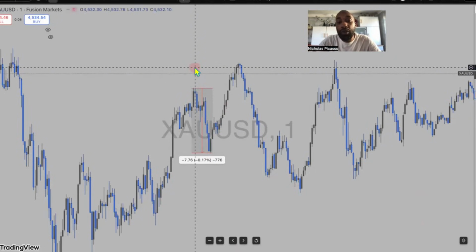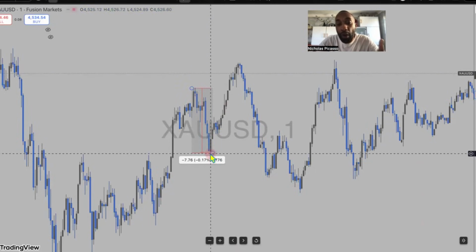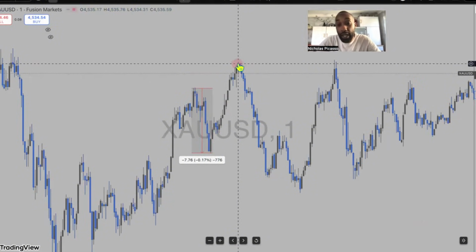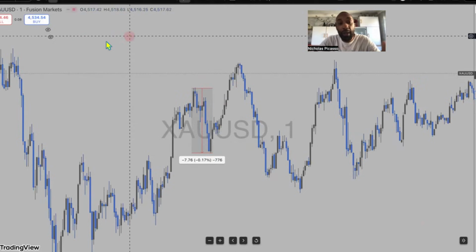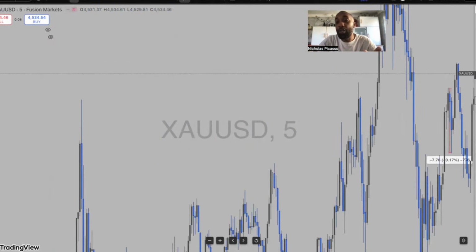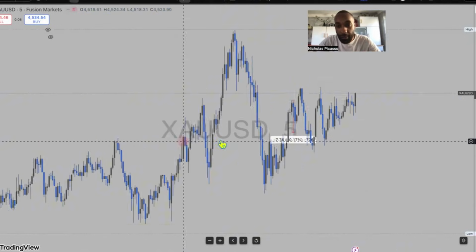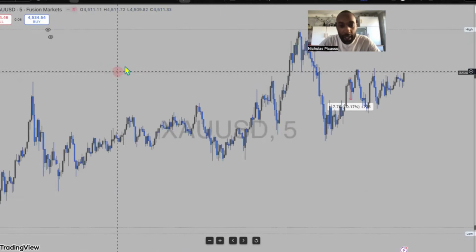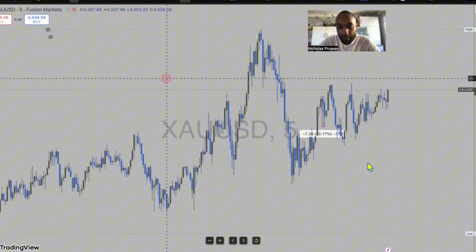Now, what if I told you it's possible to predict this point exactly where you can take a trade here, or this point exactly where you can take a trade here? And this is on the 1 minute time frame because it's gold. Gold has a lot of pips, but I'm going to show you on a different time frame. Matter of fact, let me go on the 5 minute time frame so you can see for yourself.